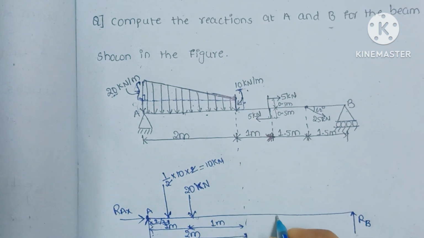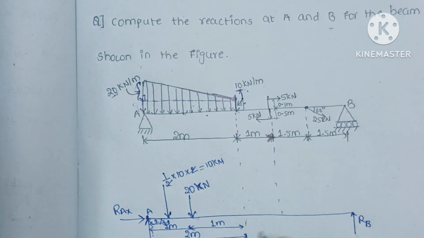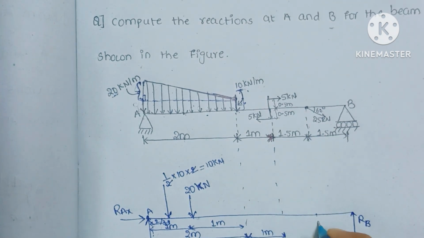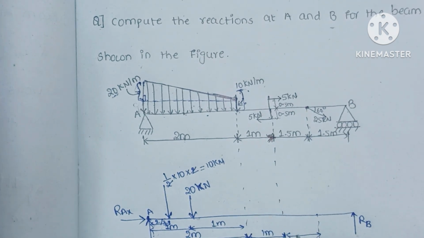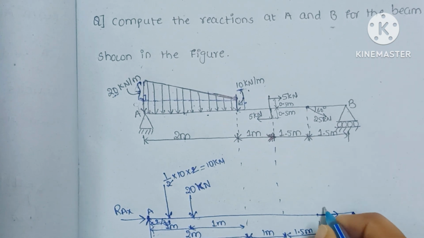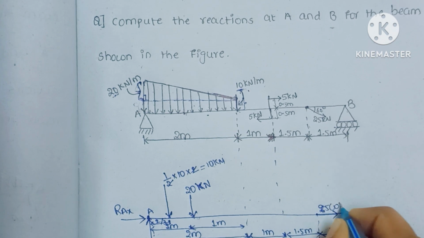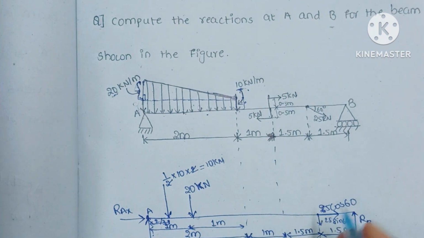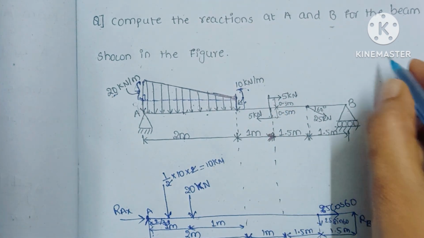Okay, next we will write here. This one is at 1 meter. This one is at 1.5 meter. This is also 1.5 meter. So we know that for the components division, here we have 25. So 25 cos 60, and here 25 sin 60. Okay, and for shifting loads, they have given.